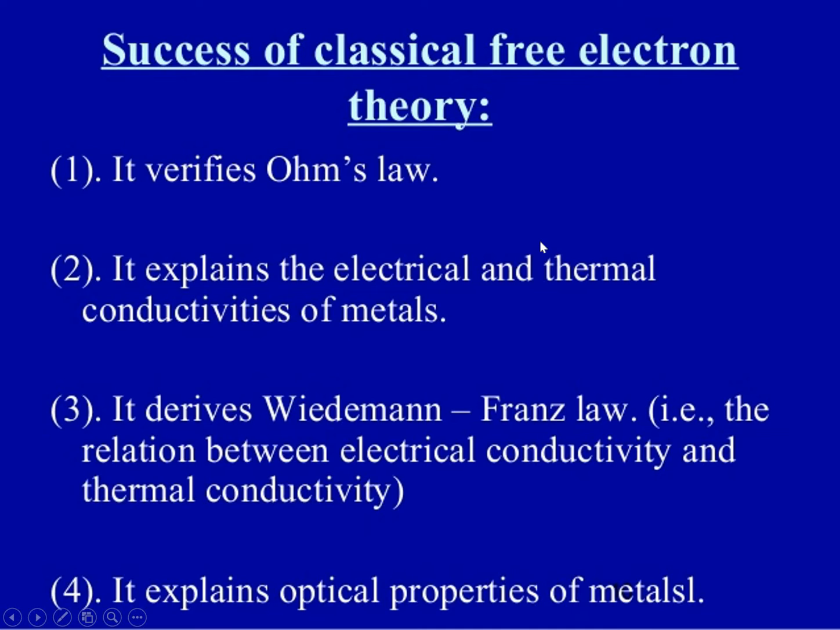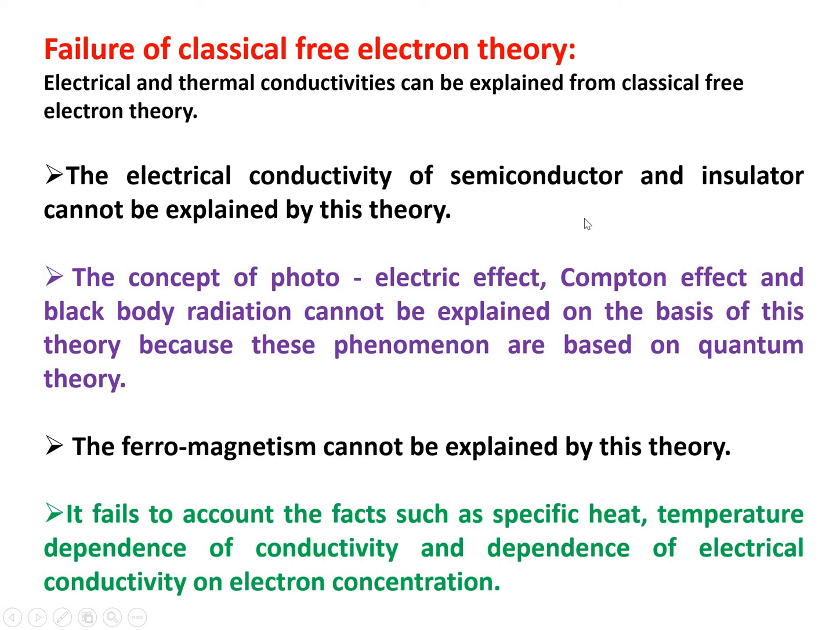Now, what is the success of classical free electron theory? That we can know from this. It verifies Ohm's law. The expression for conductivity is derived, which has shown that Ohm's law can be verified using this classical free electron theory. It explains the electrical and thermal conductivities of metals. It derives the Wiedemann-Franz law, that is the relation between electrical conductivity and thermal conductivity. It explains optical properties of metals.